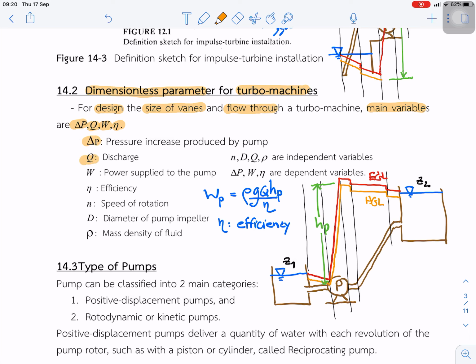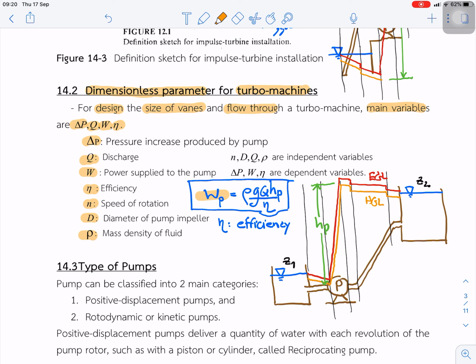Q is the discharge. W is the power. So we can write the equation of power like this. Power supplied for the pump is equal to rho Q. You learn from hydraulics: rho G Q and head, divided by efficiency. Here nu is efficiency, N is the speed of the rotor, D is the diameter, and rho is the density of the fluid.